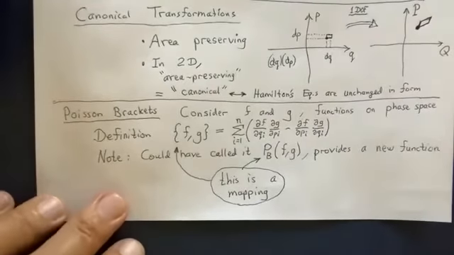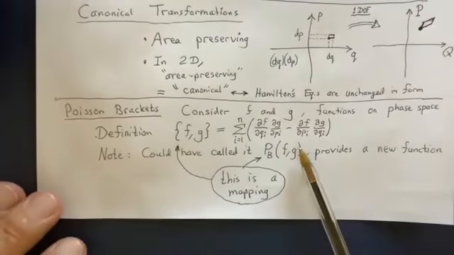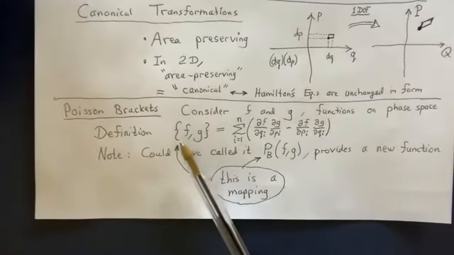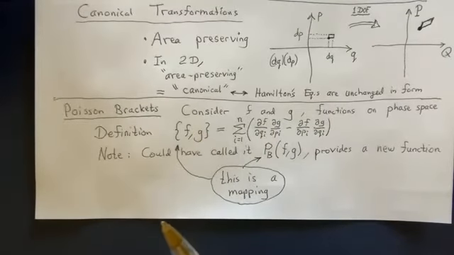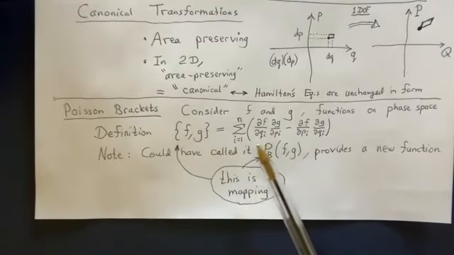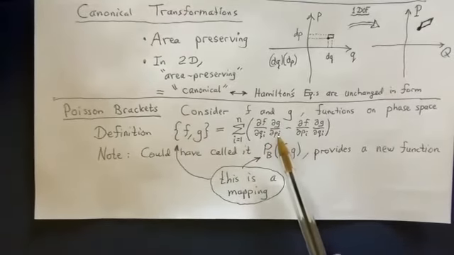Okay. So you see this is a prescription. It tells you exactly what to do. If you have two functions, f and g, whatever they may be, arbitrary, they don't have to be the solution to anything, just two functions defined on phase space. Then this tells you to start computing some partial derivatives.